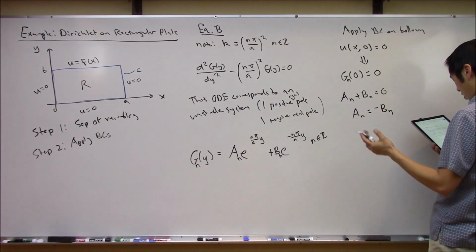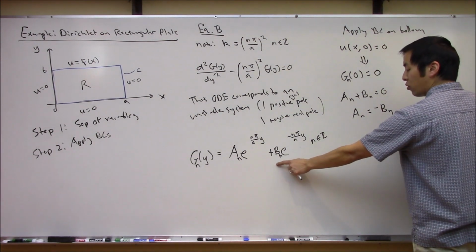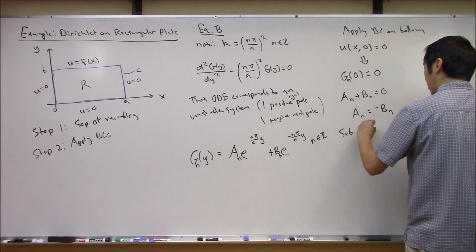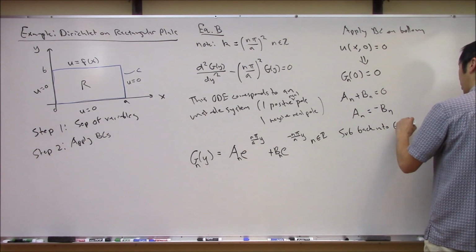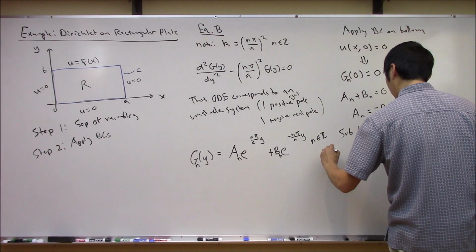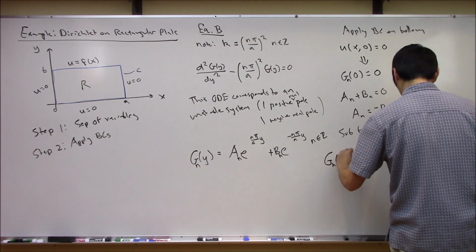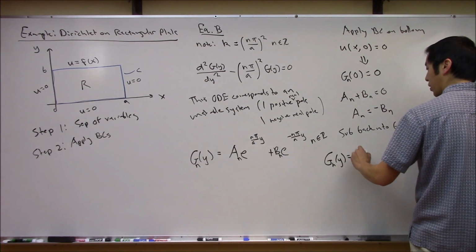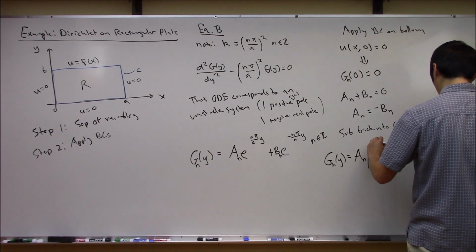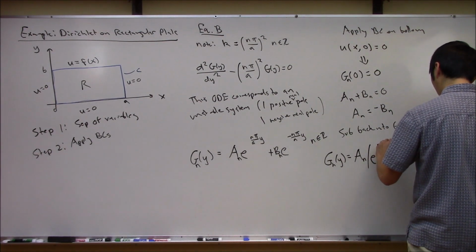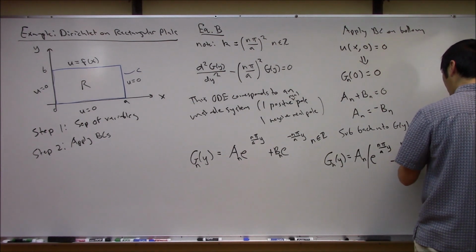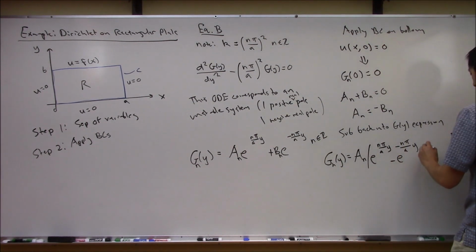Okay, great. Let's substitute this back into our expression, because now we know a little bit more. So let's sub back into our g of y expression. Now we see g sub n of y, I can pull out the an. Let me write it like this: an times e to the n pi over a y minus e to the n pi over a y. Oh, now where did I get this? This one should have the negative sign here.